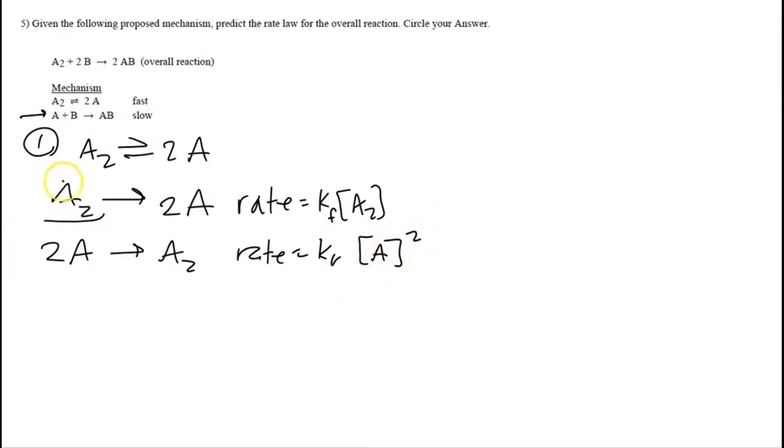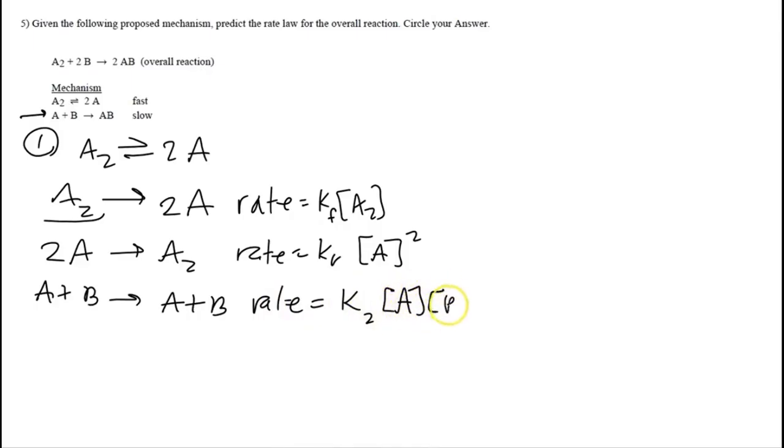Next, we're going to have the rate of our slow step. That is A plus B, which gives you straight up AB. And so our rate is equal to K2, I just put 2, you can put slow here, whatever you like, and that's going to be A times B.